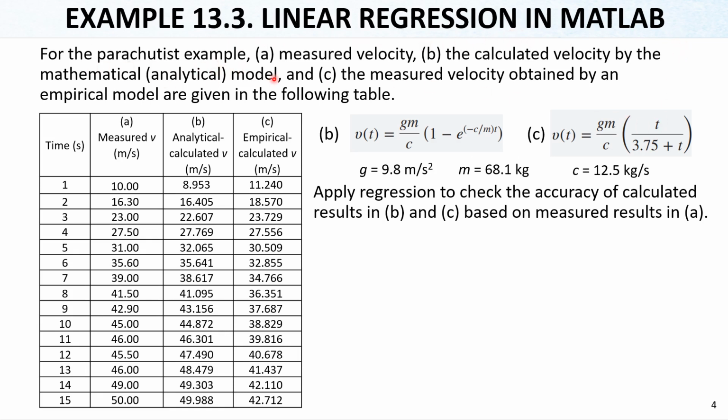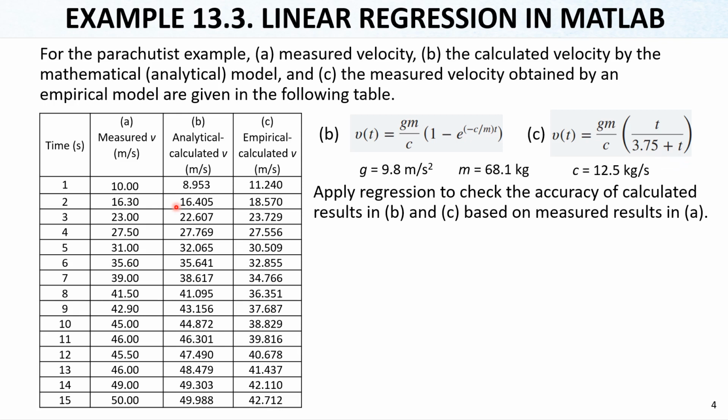used throughout the class. So we have the measured velocity, and the calculated velocity by the mathematical model, or an analytical model. You can see here, this is the part B model. So we calculate v's using this equation. In A, we have experimentally measured velocity. In B, we have the velocities from this model. It's called the mathematical model. And in C, we have another model, but this is called the empirical model. This is basically a simplified version of this. This part is simplified, as you can see here. It only depends on t.